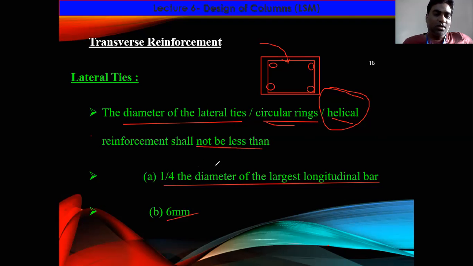What is meant by helical and how to provide it. So coming to the diameter of the lateral ties, it is 1/4 of the diameter of the largest longitudinal bar or 6 mm, whichever is less. That means we need to provide minimum 6 mm as a diameter of the lateral tie, right?